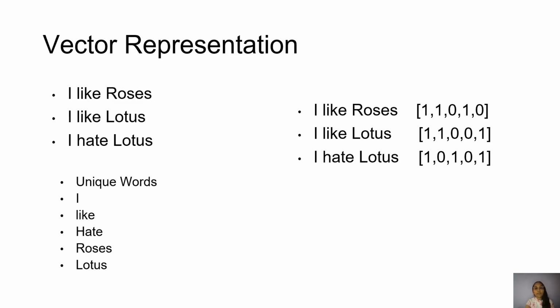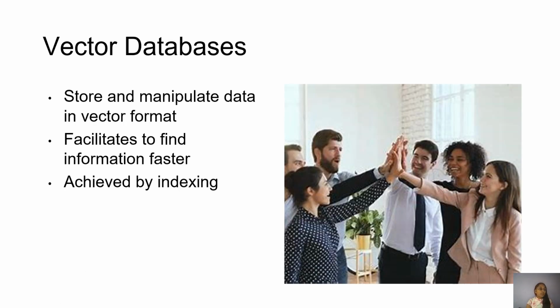Now that we have looked at the vector representation, let's look at vector databases. So what are vector databases? Vector databases store and manipulate data in vector format. The vector database organizes and stores data in a way that lets you find the specific information you are looking for faster. And this is achieved by indexing. What is indexing? Indexing is a process that makes the retrieval of data quicker.